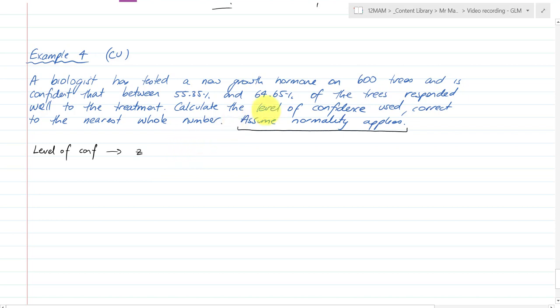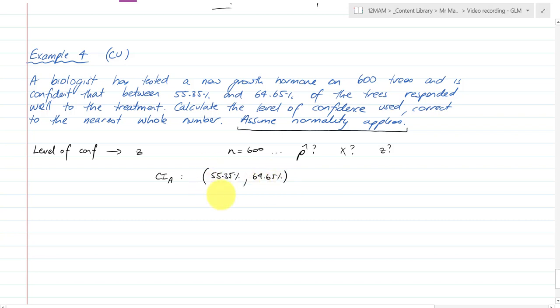So what I can do is I can evaluate, first of all, n is equal to 600. I don't know p hat, and I don't know x, and I don't know z. So all I've got is n, but I've also got a confidence interval. So our confidence interval, at some level A, is equal to 55.35%, at some point I'll have to convert to a decimal, to 64.65%.